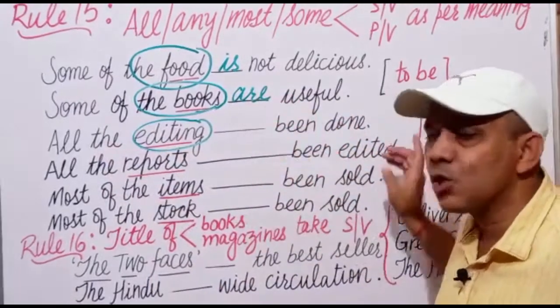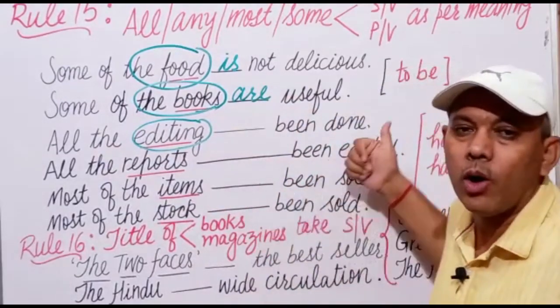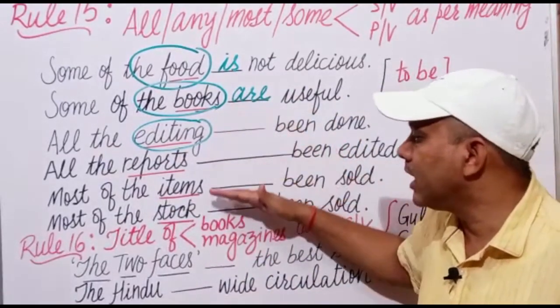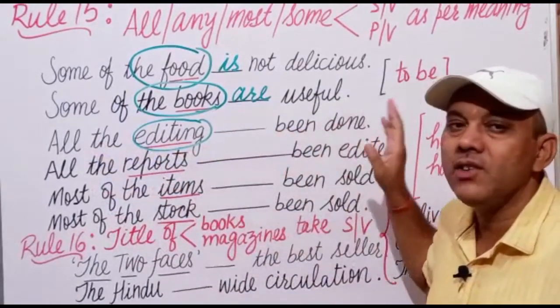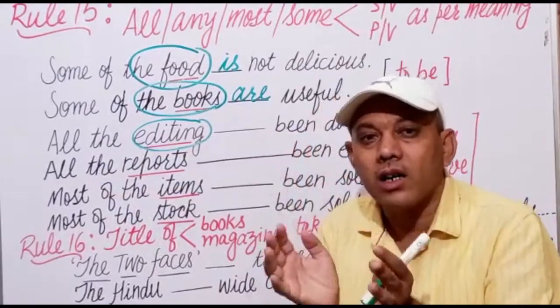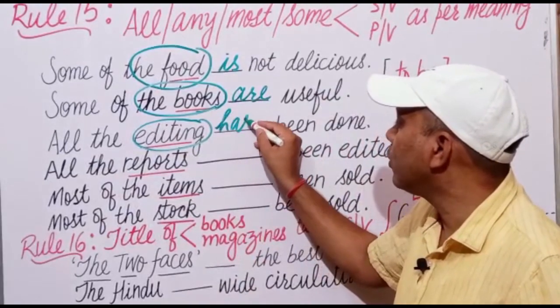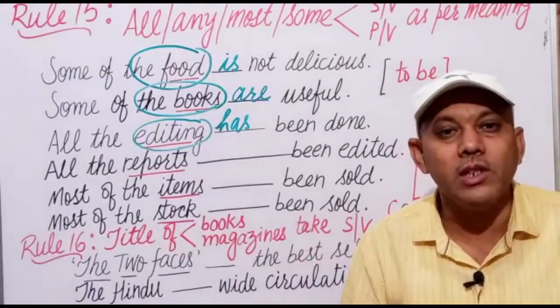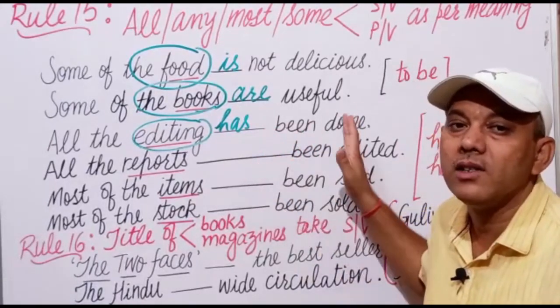Use has or have in these sentences. Fill in the correct form of has or have in these 4 sentences. All the editing dash been done. Editing means editing work, editing job has been done. We shall use the singular form of has/have here: has been done.